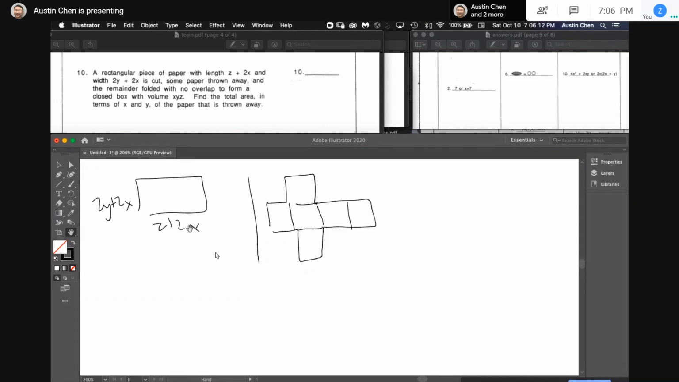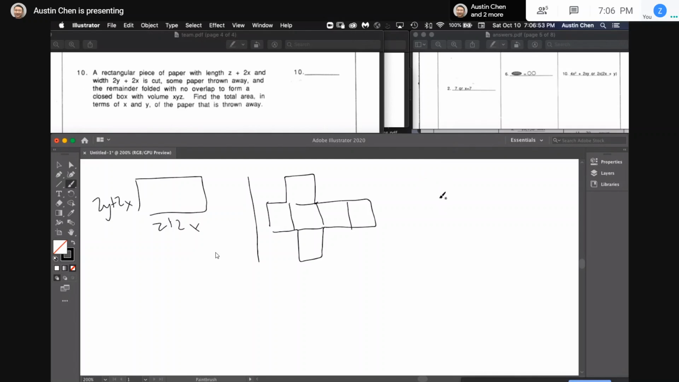Yeah. So we can also try to find the surface area of our box, right? The surface area of our box is going to equal the area of our cutout shape. You can just see that when you fold it. So if we find the total surface area of our box, we can just subtract that from the area of our original rectangle, and that would equal the area of the paper that is thrown away. So we can try to find the surface area of the box.